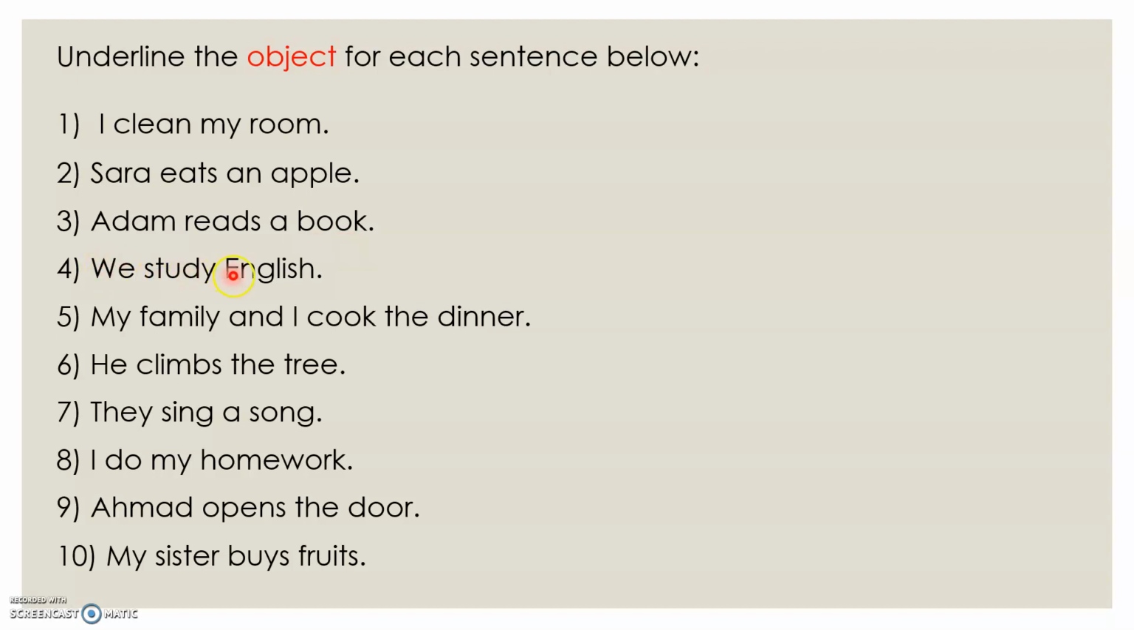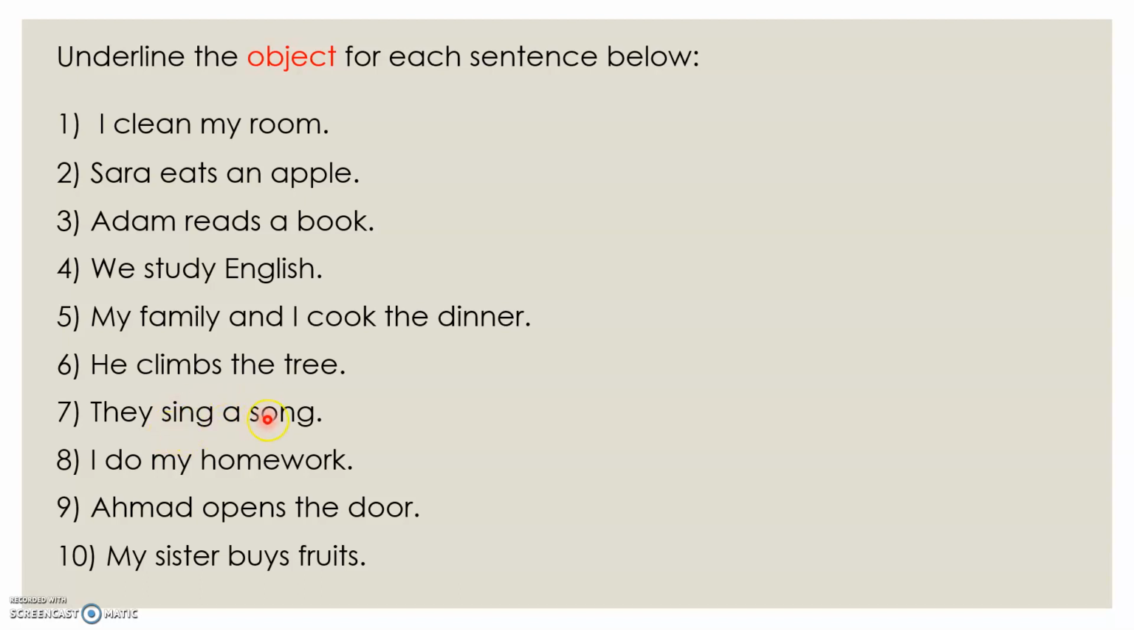We study English. What do we study? English. So English is the object of the sentence. My family and I cook the dinner. What do we cook? The dinner. So the dinner is the object of the sentence. He climbs the tree. What does he climb? The tree. So the tree is the object of the sentence, the direct object of the sentence, the thing or the someone that was affected by the action.